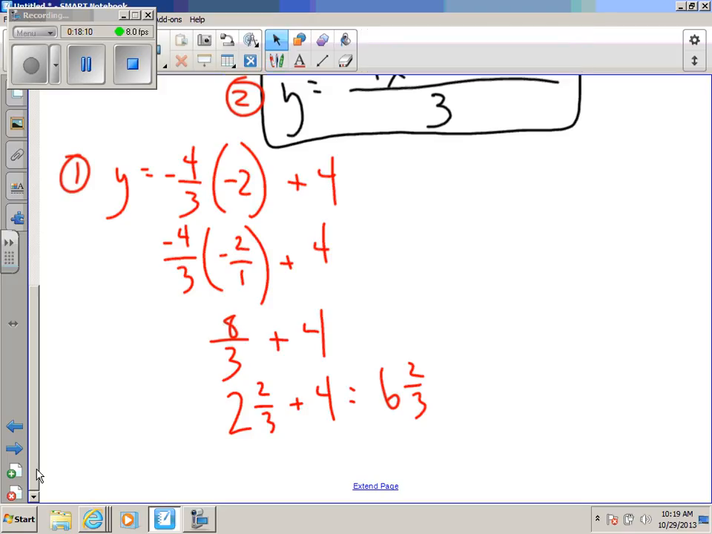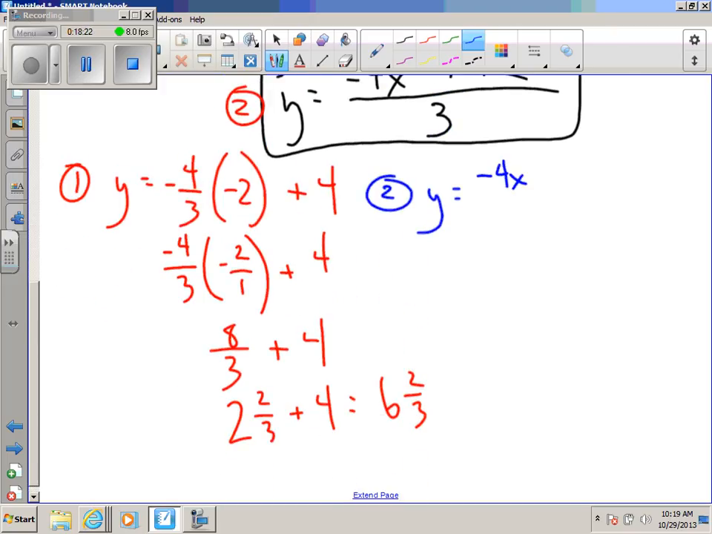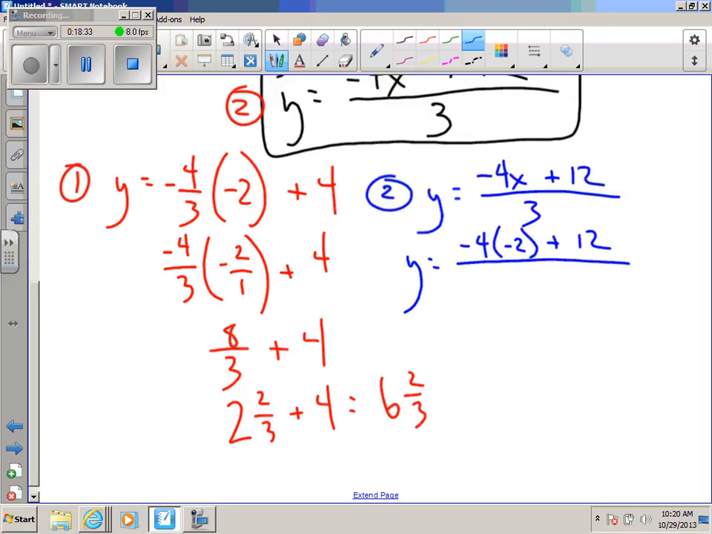Let's look at option 2, okay? We'll use the same value, and we'll say, what was option 2? -4x plus 12 over 3, okay? So we'll plug in that -2, all over 3. Okay, check this out. -4 times -2 is what? Plus 12. 20 over what? Which equals? Bam!